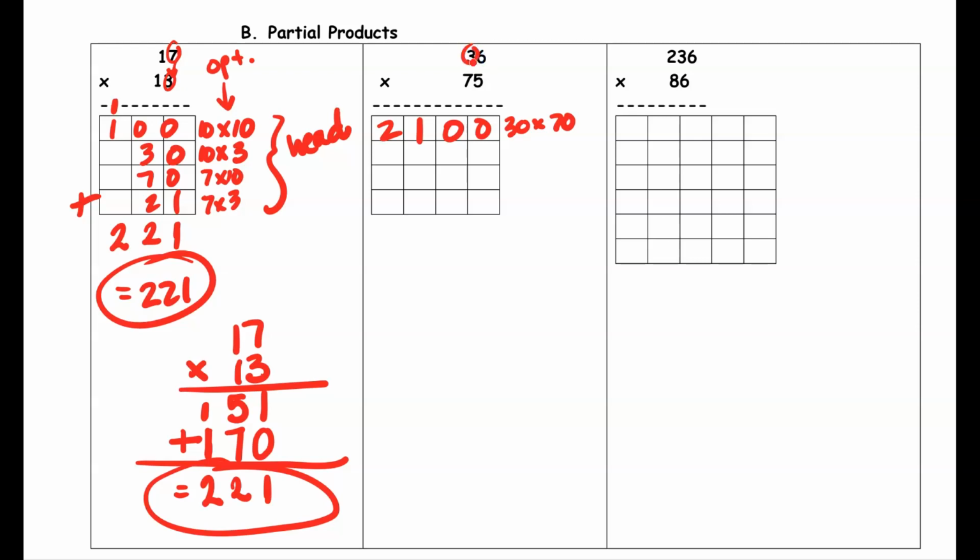So now we're going to do the 3 and the 5. So 30 times 5. Okay, write down the 0, and 3 times 5 is 15. So you get 150. 6 times 70.